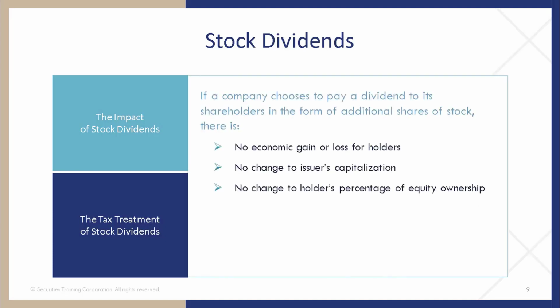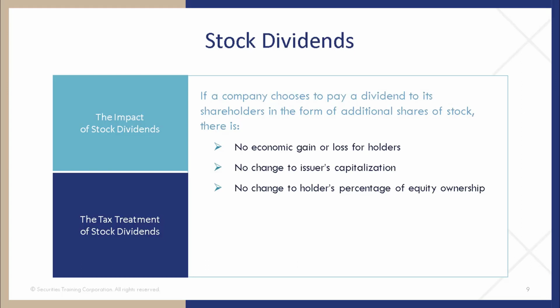Well, the impact of stock dividends is there is no economic gain or loss. It doesn't change the amount of capital the issuer receives, and whatever percentage ownership you owned before is the exact same percentage afterwards. Stock dividends are usually paid out as a percentage, 3%, 4%, 5%. So if you own X number of shares and receive a stock dividend, you're getting X percent more. But you're not gaining anything of real value because you're receiving more shares, but the price per share will be adjusted accordingly. And we're going to see an example of that in just a few minutes.